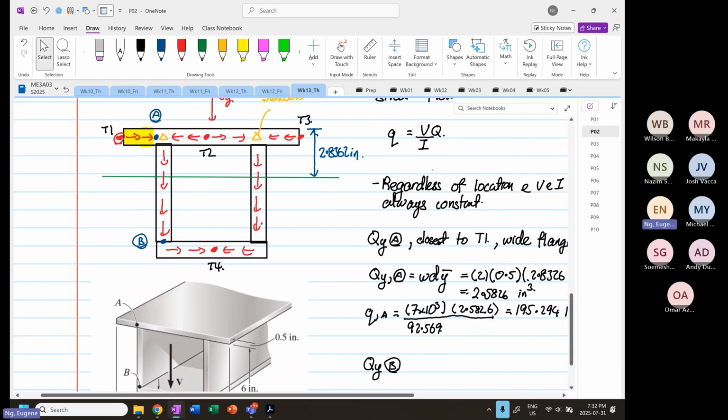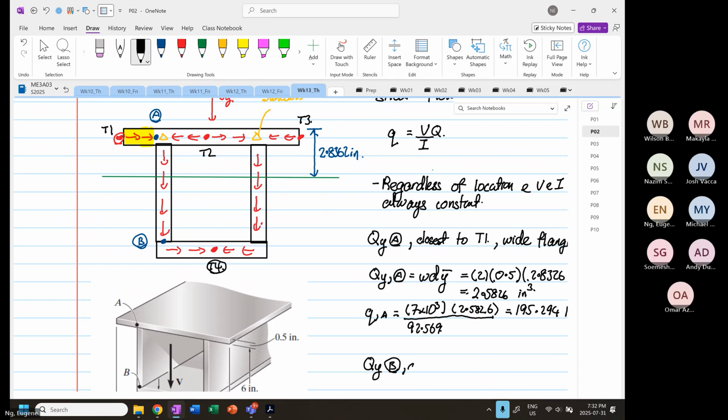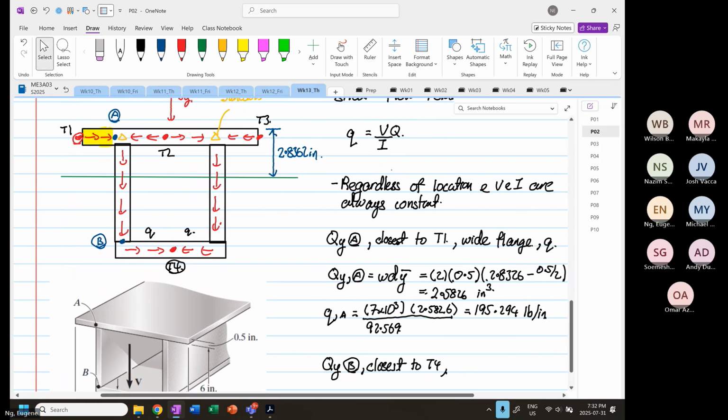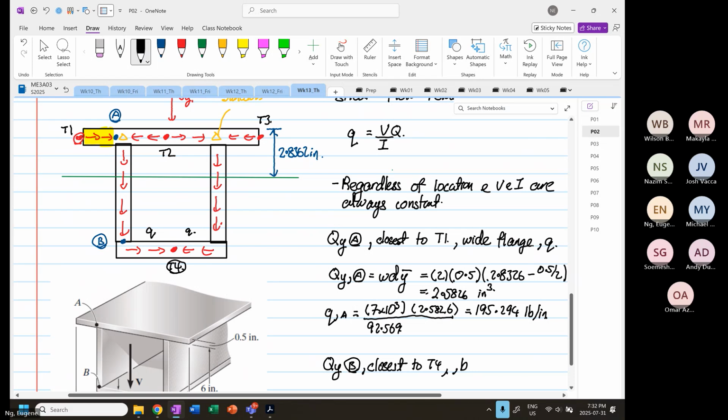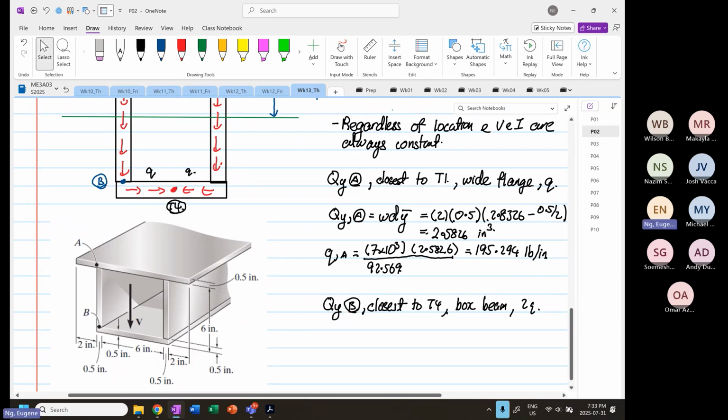If we look at point B, the closest terminal is what? P4, right? The closest terminal. And at P4, you have Q on one side, Q on the other side. This is a box beam. Then you have to use what? 2Q, right? So when that's the case, the area that we're going to use is this entire area over here.